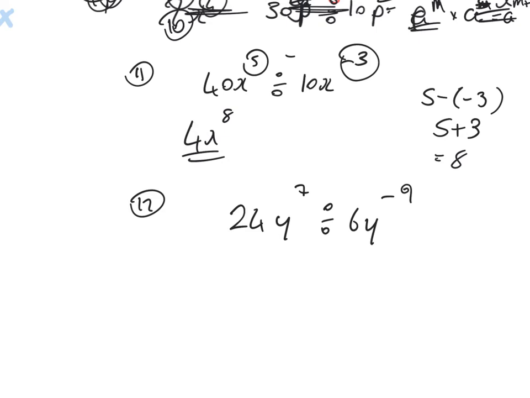24 divided by 6, dead easy, that's 4. What about the powers? 7 minus minus 9. 2 minuses make a plus, 7 plus 9, that's 16. Final answer then, 4y to the 16.